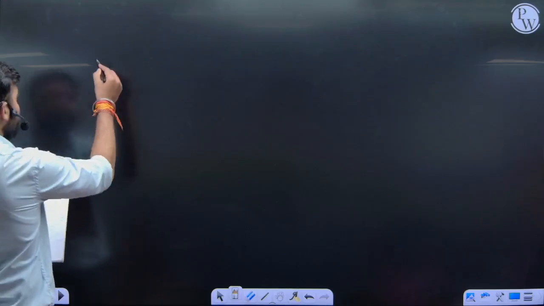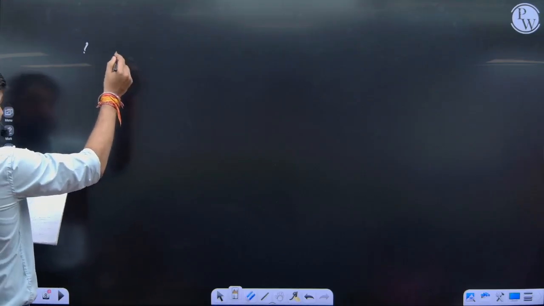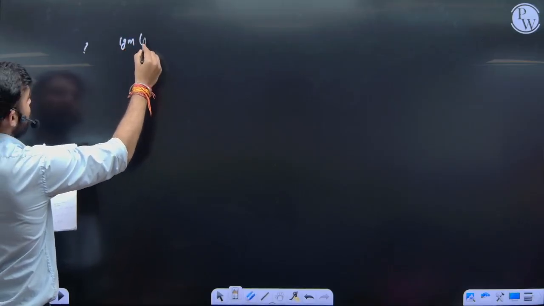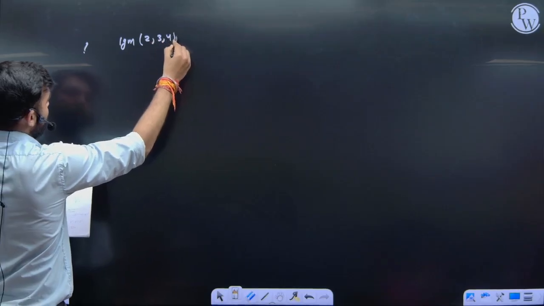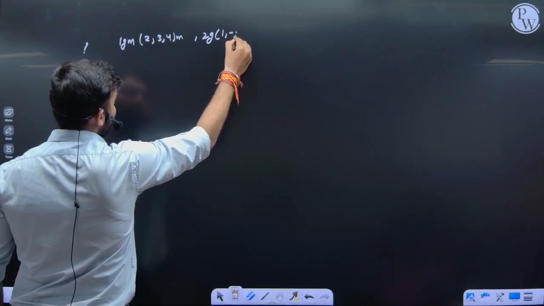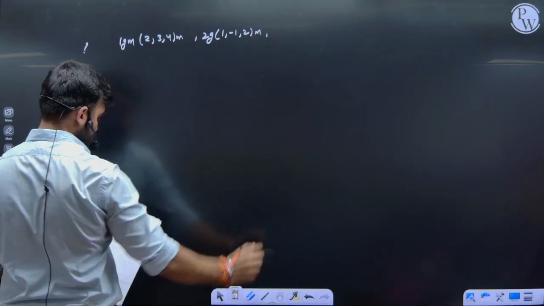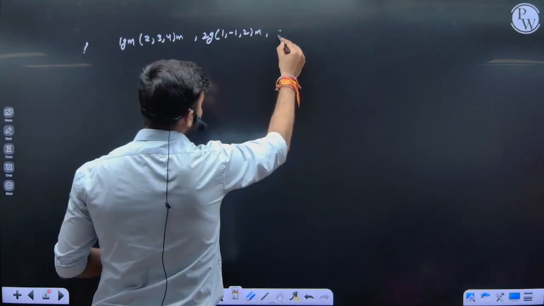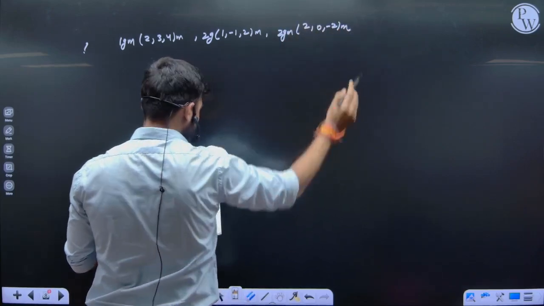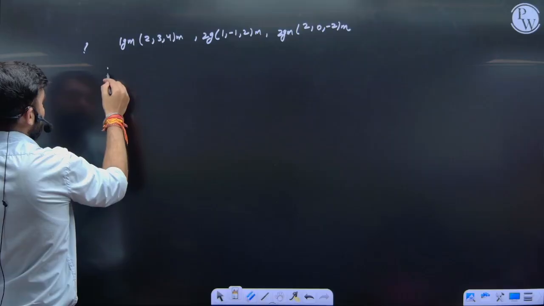Example question. If we have a 1 gram particle, its position is given as 2, 3, 4 meter. Another, we have a 2 gram particle at 1, minus 1, 2 meter. Another particle is 2 gram, its position is 2, 0, minus 2 meter. Find the position of the center of mass.